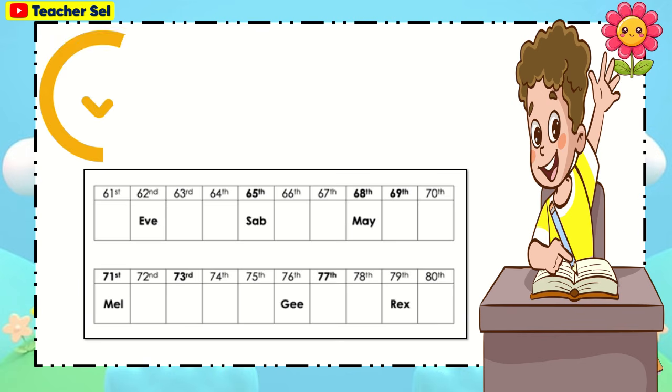Here are the expected answers. Eve is the 62nd, Sab is the 65th, May is 68th, 71st is Mel, 76th is G, and 79th is Rex.